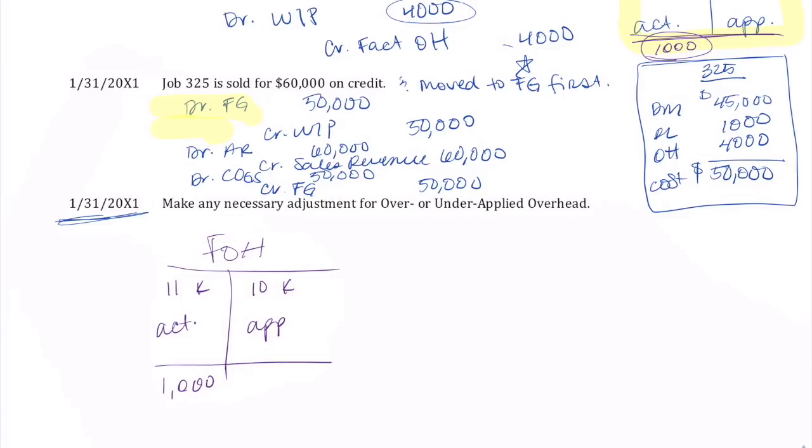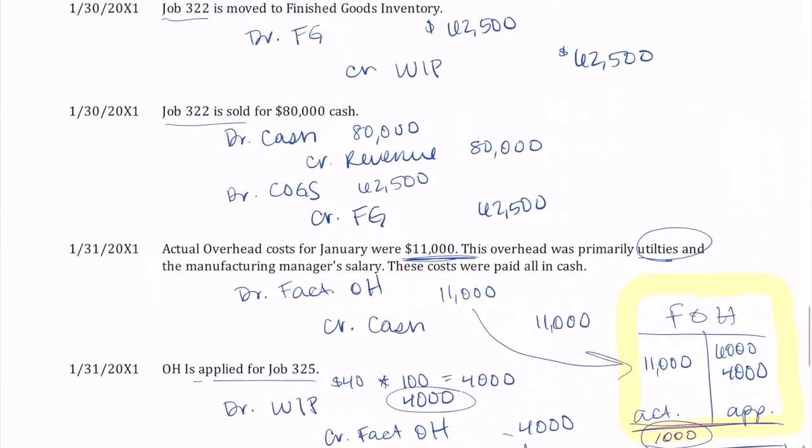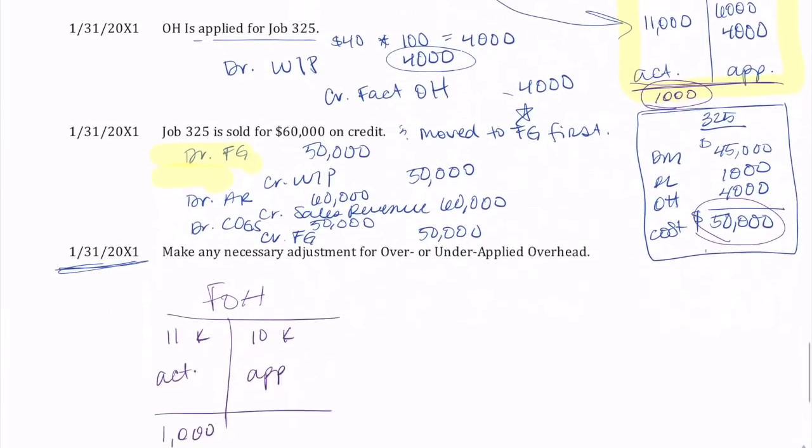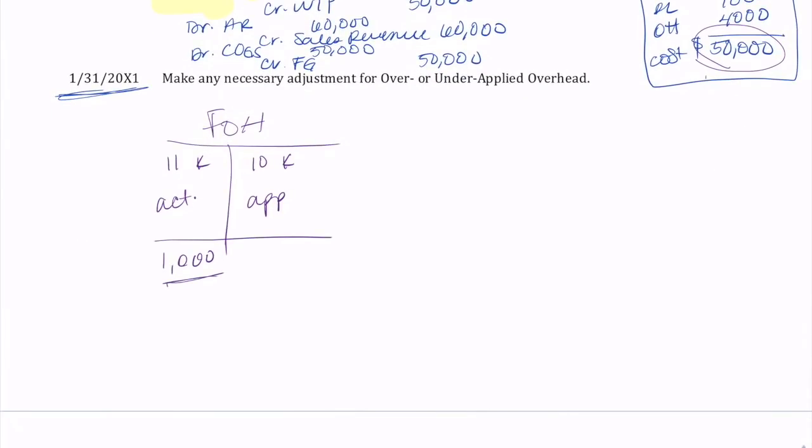When actual is more than what you've put into the job, that means you think job 325 costs $50,000, but that's a little low. You thought that job 322 cost $62,500. That's a little low because it turns out our actual overhead was more than what we thought. Okay? We talked about the choices when this happens. I'm $1,000 off. I have $1,000 more in manufacturing costs than I've dealt with at this point.